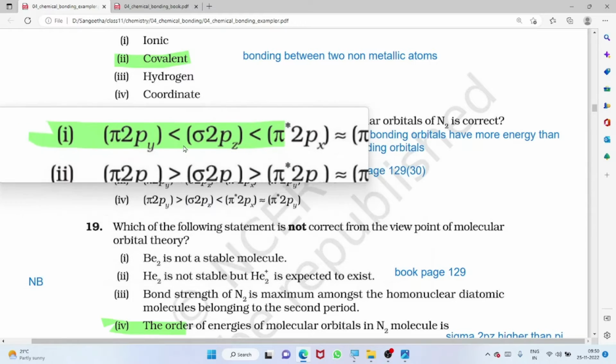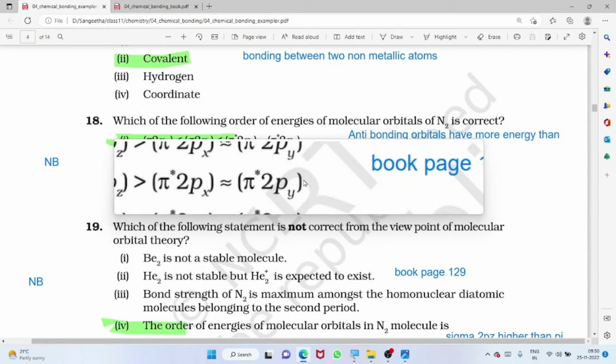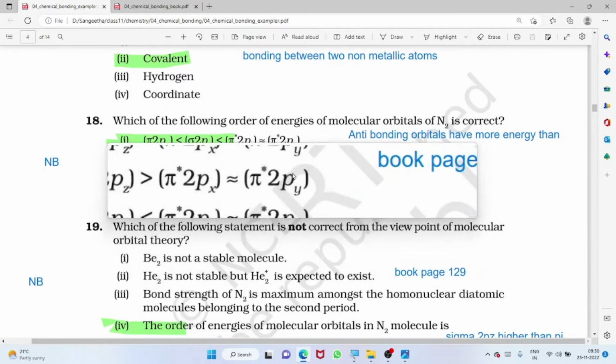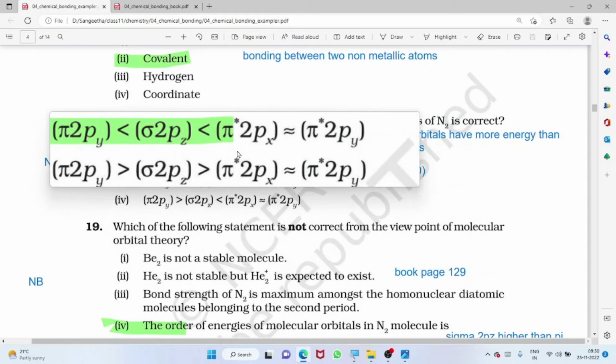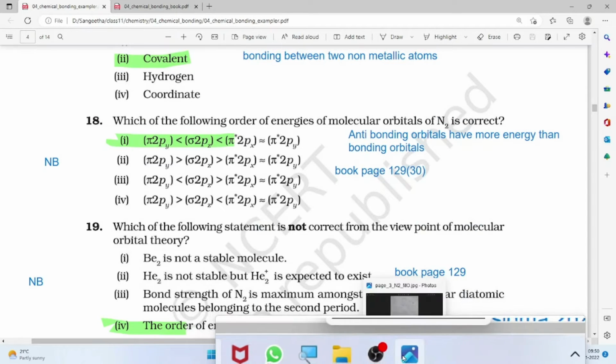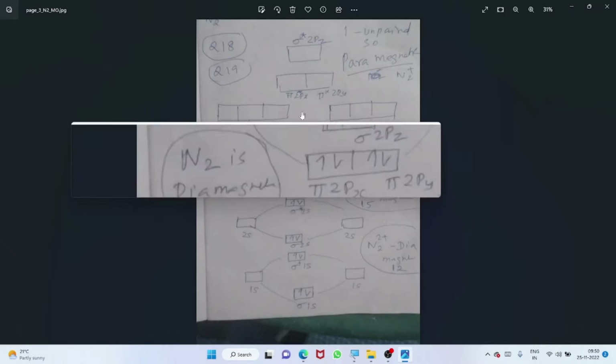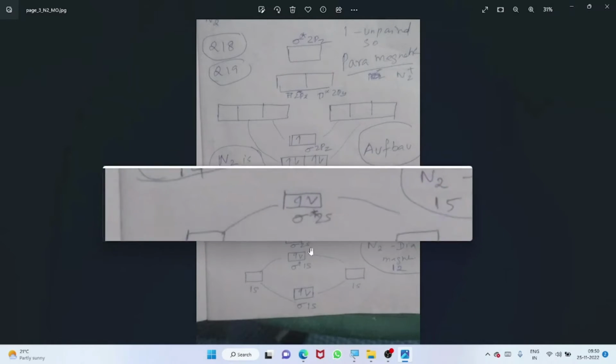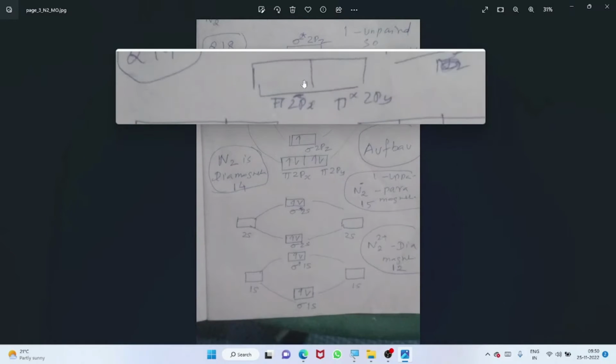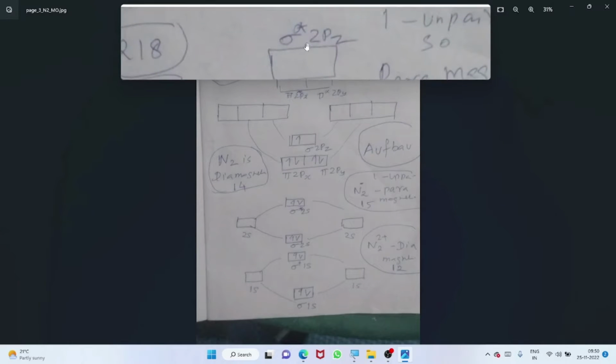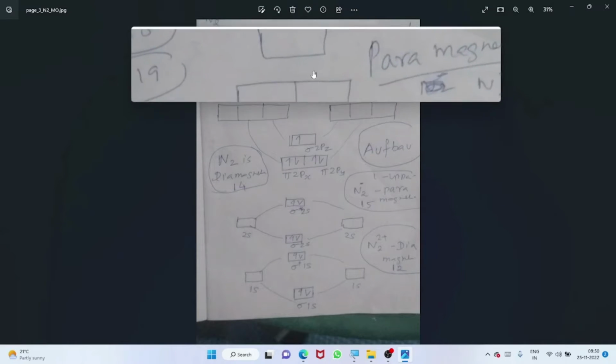which of the increasing energies of the molecular orbitals of N2 is correct. You have to see this order and compare with the molecular orbital diagram. So this is the increasing order of the energy level. This sigma star 2pz is at the top.